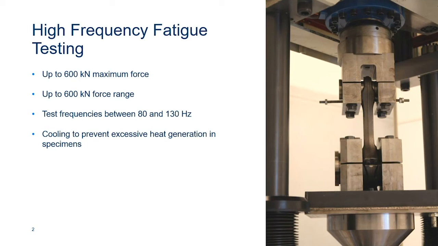But for large dog bone specimens that you saw in the first photo, the test frequency usually lies around 80 to 100 hertz. Getting up in test frequency is not always what you want. You can get such a high frequency that the heat generation will be difficult to control. But around 80 to 100 hertz, even with high load ranges, it's still possible to keep the temperatures quite low. Another test setup you can see here on the right is also done in high cycle fatigue, and it's a conrod that is being tested here.